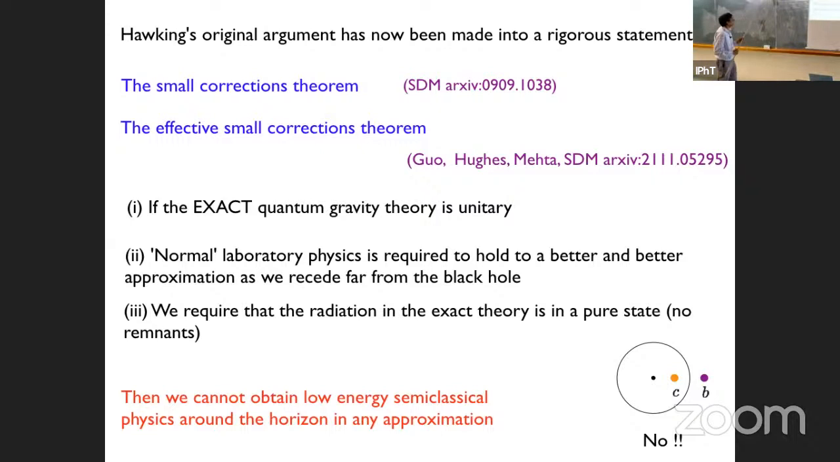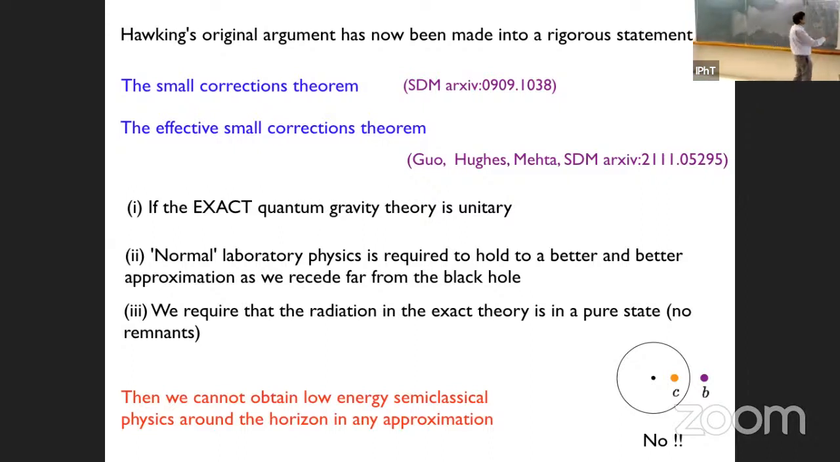So you can make it completely rigorous. Let's say it's called Hawking's theorem now, that putting in this small correction theorem from 2009 and an extension we made to that a few years ago, you can actually make the following statement. I'm just putting it in colloquial terms, but if you want the epsilons and deltas, you can go back to the original papers. So go through this list and see which of these you would like to keep.